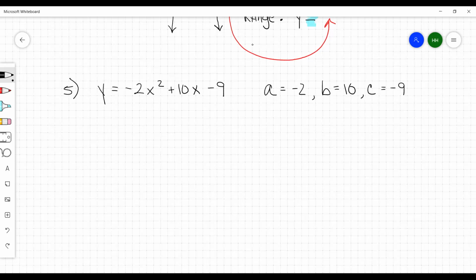We're going to find the vertex. X at the vertex is the opposite of B, divided by 2 times A. So it's going to be the opposite of 10 divided by negative 4. 10 divided by negative 4 is negative 2.5, I believe. So this would all end up being 2.5.